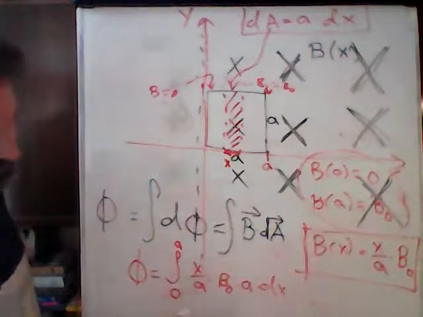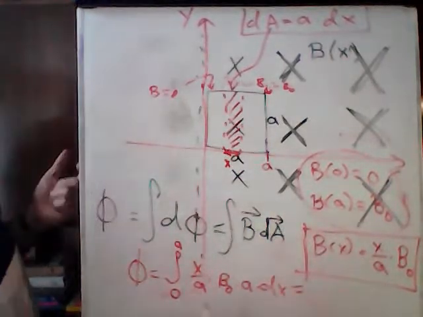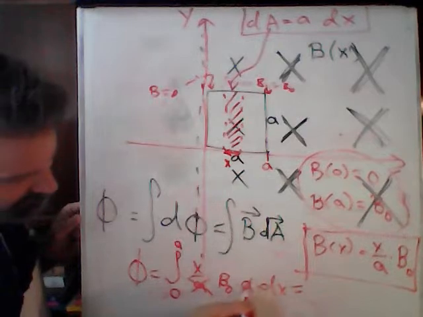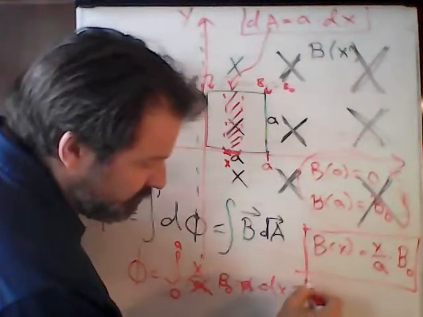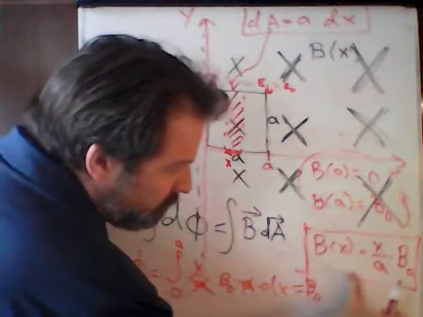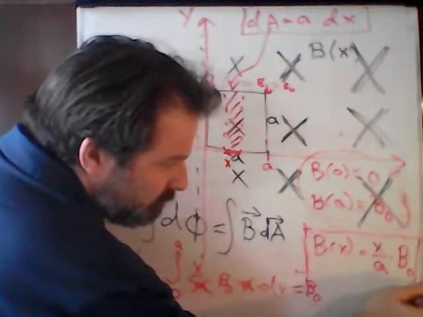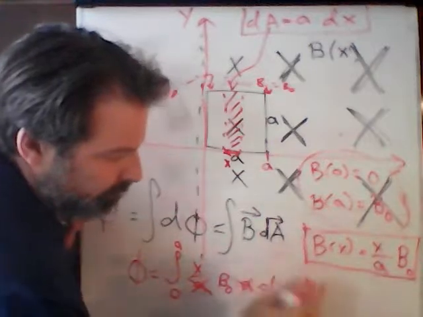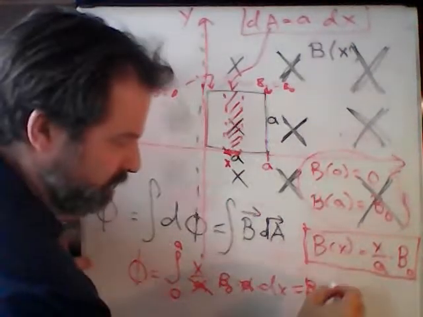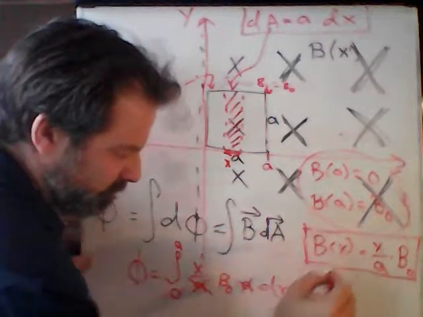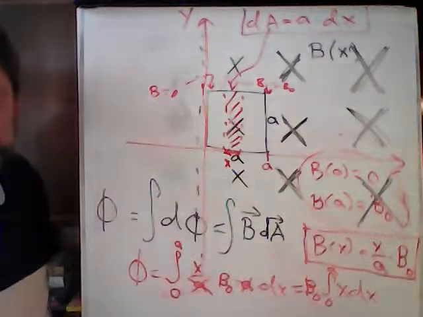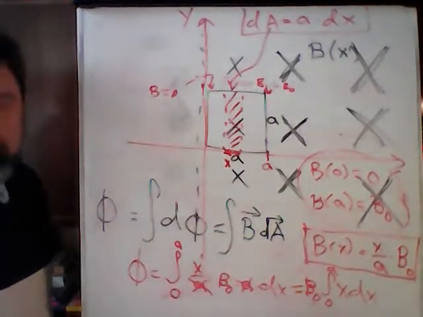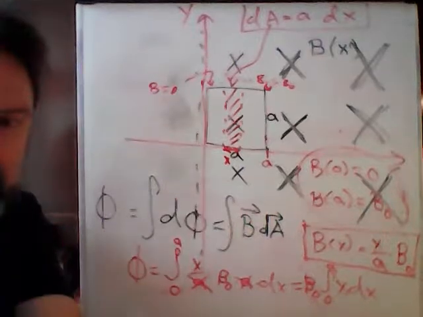Now we've got one simplification that we can do. The a cancels out this a, so it's just x B0 dx. And the B0 can be pulled out. So we go B0 times the integral from 0 to a of x dx. That's a very straightforward integral.